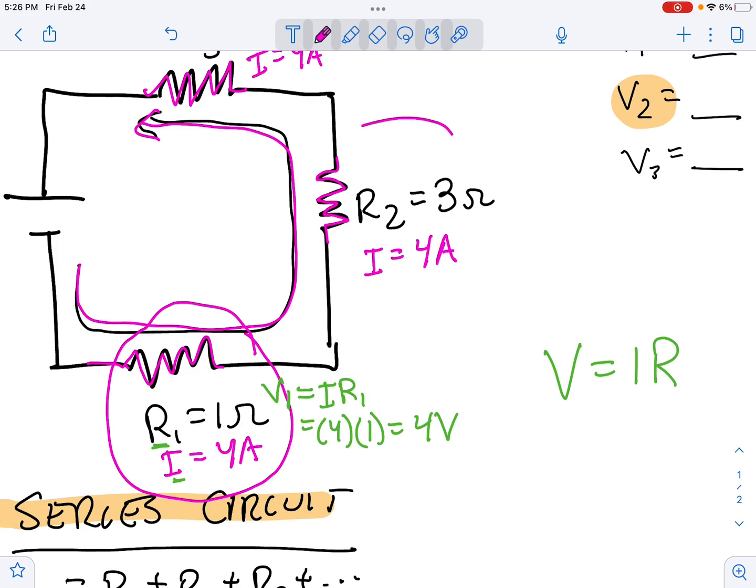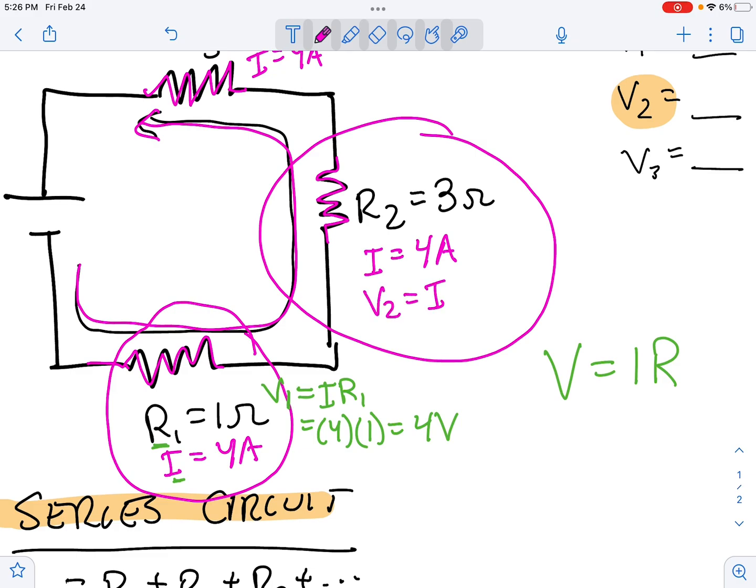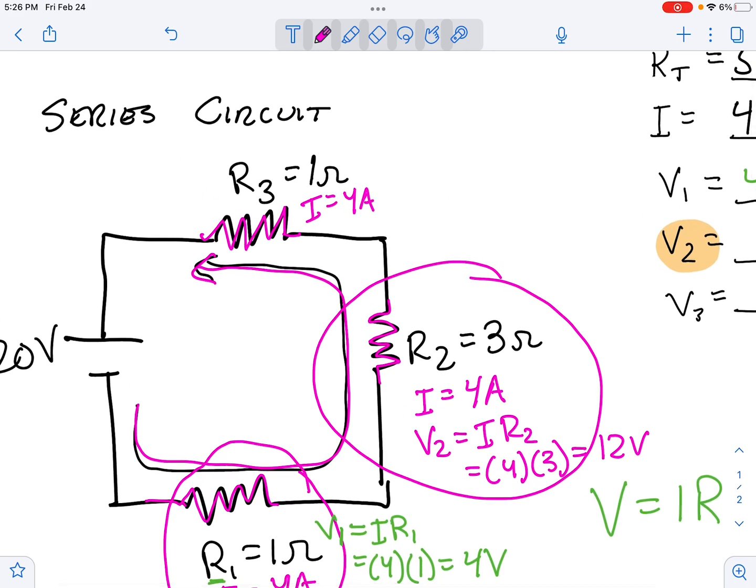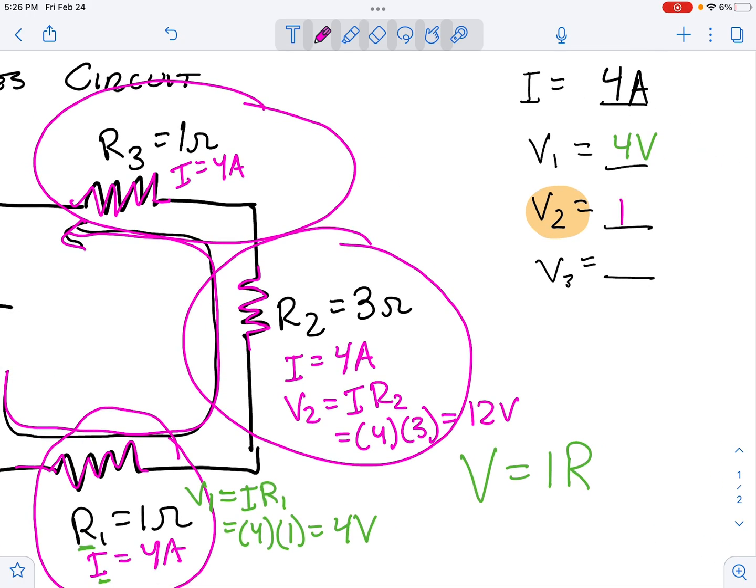One minute. So then here we look at this and we say, okay, V2 is equal to I times R2. Our I is 4, our R2 is 3. So 4 times 3 is 12 volts. And last but not least, we look at V3. So here we can say this is 12 volts.